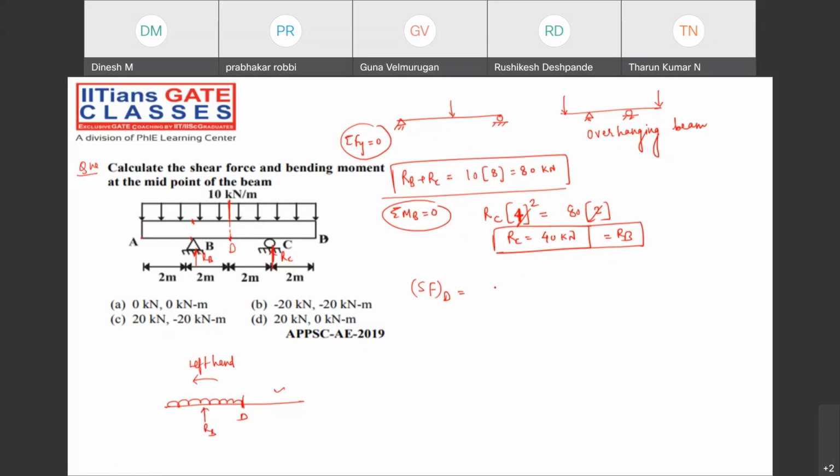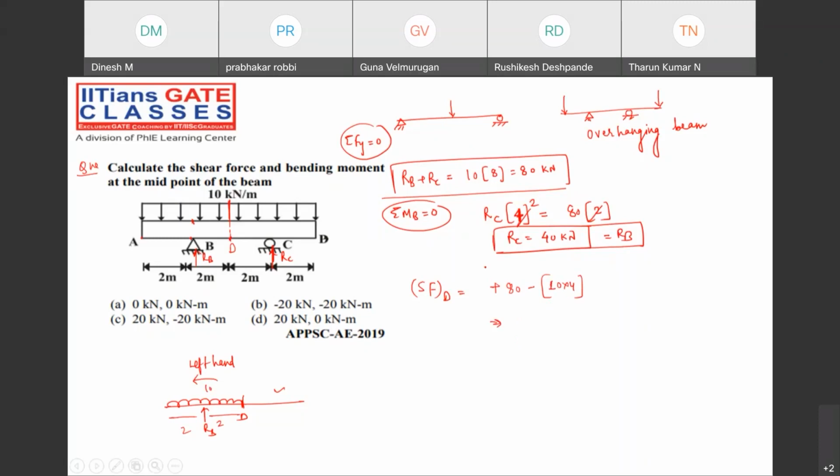What will be the sign convention? Plus RB. RB is what? 80. Minus this loading condition, that is 10 kilonewton into 4, because the distance is 2, 2. 10 into 4. That will be the shear force. And what will be the answer?